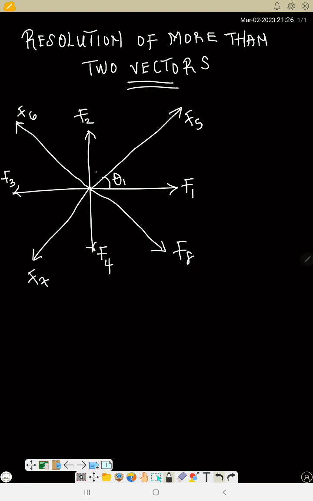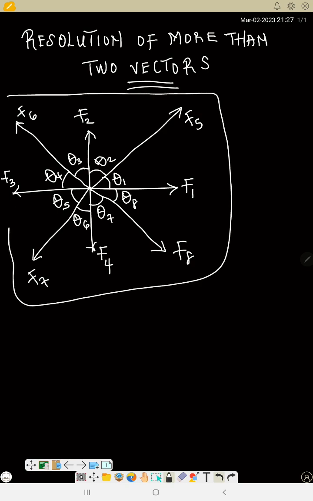Call this angle theta 1, theta 2, theta 3, theta 4, theta 5, theta 6, theta 7, theta 8. Now we want to resolve all these forces into horizontal and vertical.